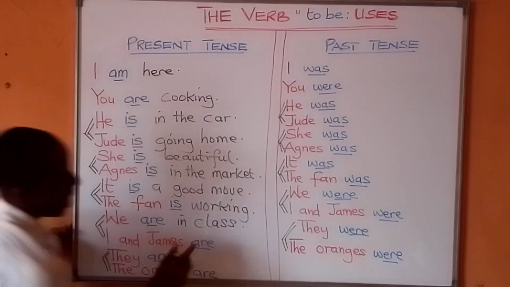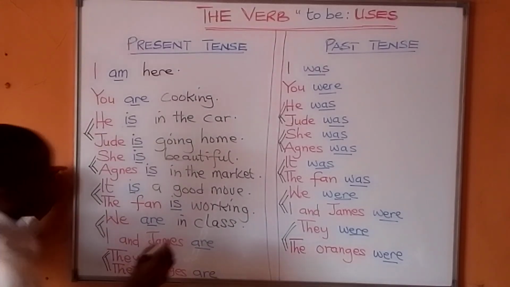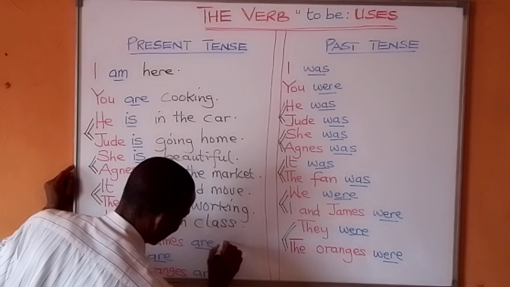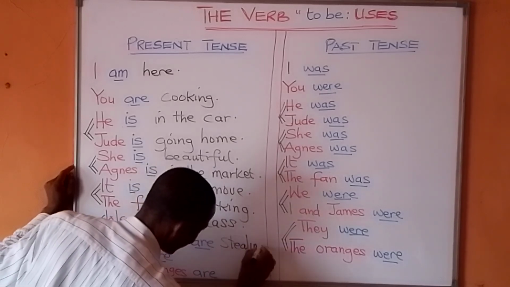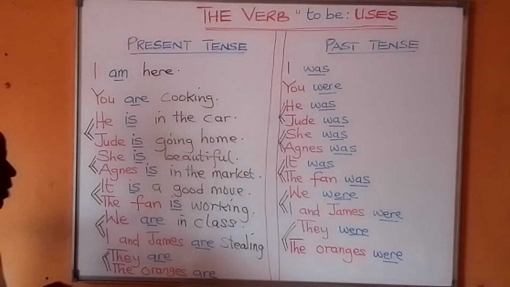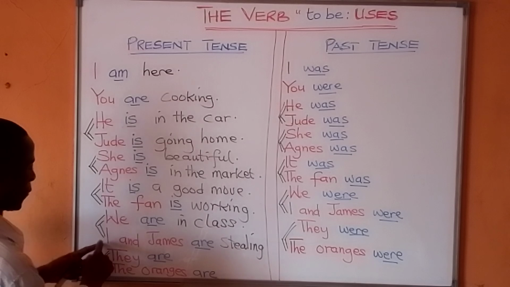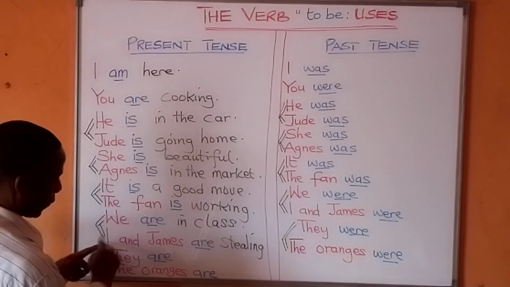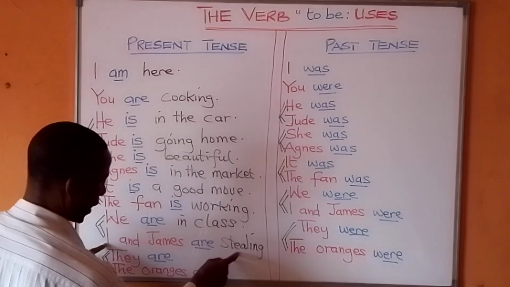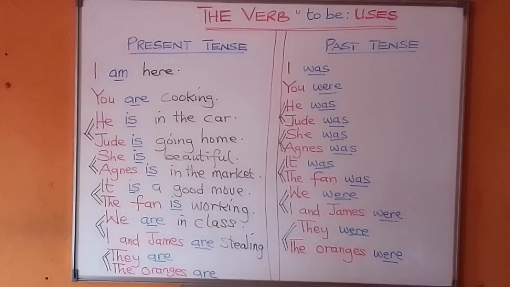Now I include myself. I and James are stealing. Because if you want to say something that is not okay, you put yourself first and the other person last. But if you know that thing is not a crime, you put the person first and yourself last. So that's why I put myself first: I and James are stealing. It's a crime. If it's not a crime, I'll say James and I are going home. Okay, that's nice. Are wonderful people.